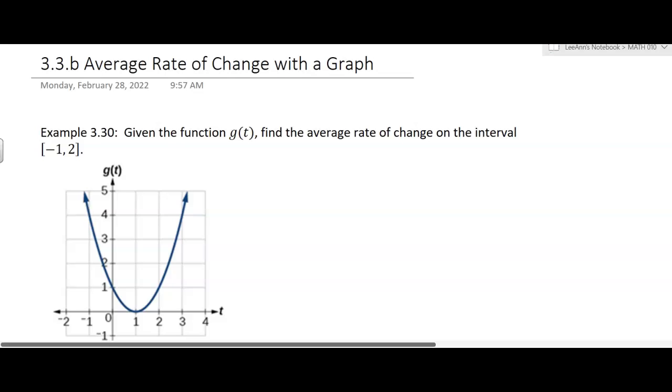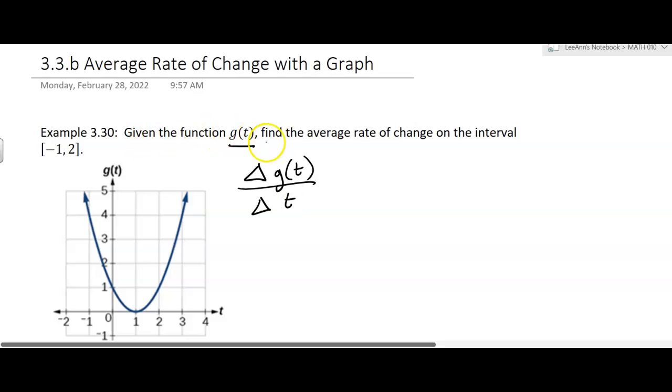So now we have an example where we're finding the average rate of change, but they give us a graph. Just remember, change in output over change in input. Okay? So in this case, it's the function g of t, change in g of t over change in t. Okay, and remember they have to give us an interval.